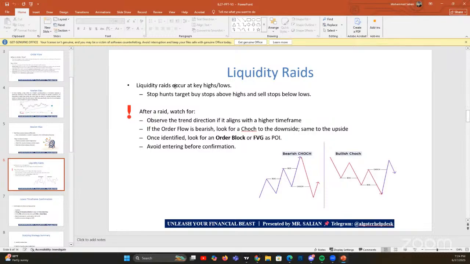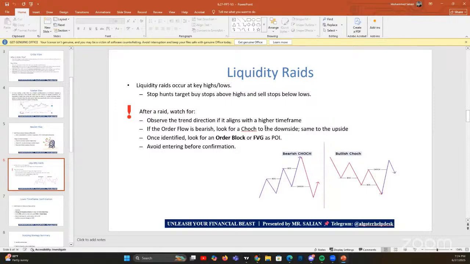There are buy orders and sell orders, and London will go for this liquidity because the money is there. When there's an equal high or an equal low, best believe all their stop orders are there in the opposite direction. So if you're a seller, you will put your stop on top of the price, and when you are a buyer, you put your stop loss below the price. So after a raid, observe the trend direction if it aligns with the higher time frame.